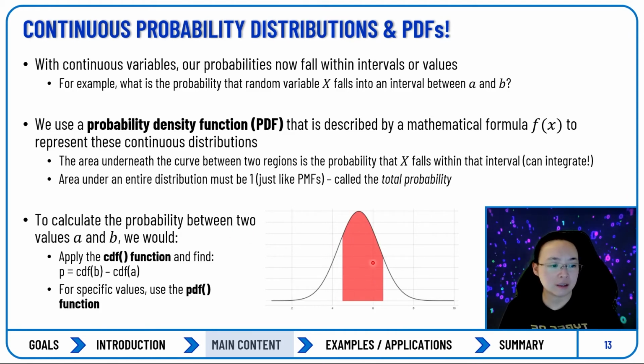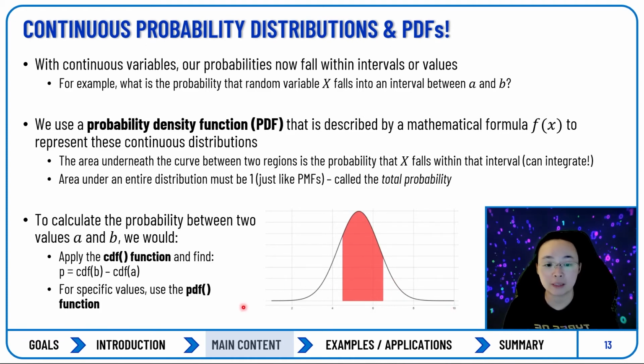There's going to be a probability underneath this region, and that's the probability that x is going to fall within that interval. So in order to get the area underneath the curve, we can simply integrate, and then the area under that entire distribution from start to finish must be 1, just like with the probability mass functions. The total area would be called the total probability.